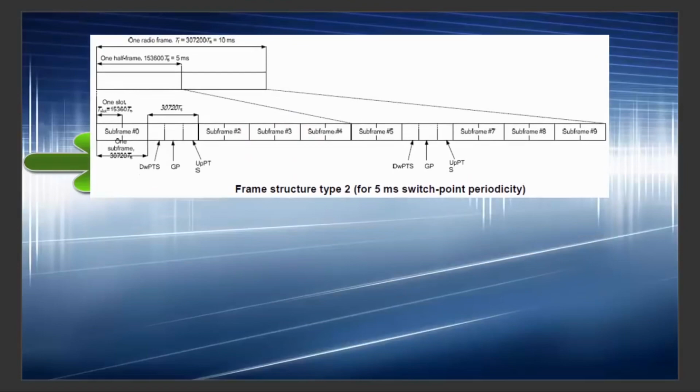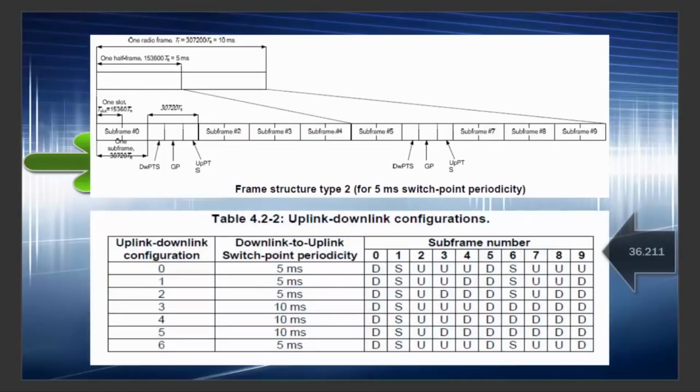The supported uplink and downlink configurations for TDD are listed in this table. Note, for each subframe in the radio frame, D denotes that the subframe is reserved for downlink transmissions, U denotes that the subframe is reserved for uplink transmissions, S denotes a special subframe with 3 fields: DwPTS, GP, and UpPTS.